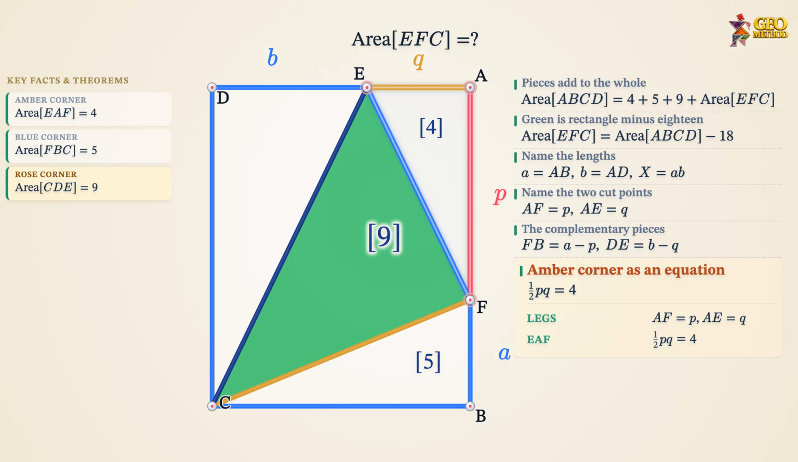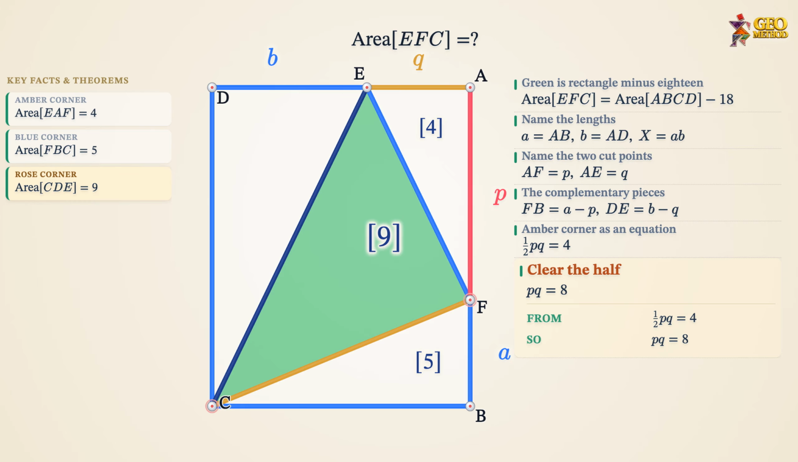Write the amber corner as an equation. Triangle EAF has legs P and Q, so 1/2 PQ equals 4. This is the first of our 3 area equations. Multiply both sides by 2 to clear the fraction. That gives PQ equals 8. Keep this product handy. It will slot into the final step.